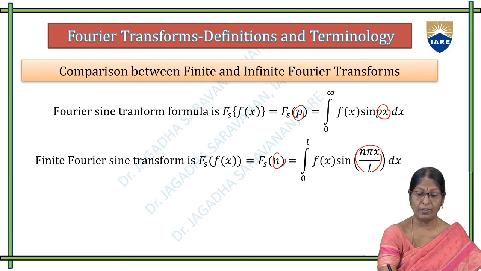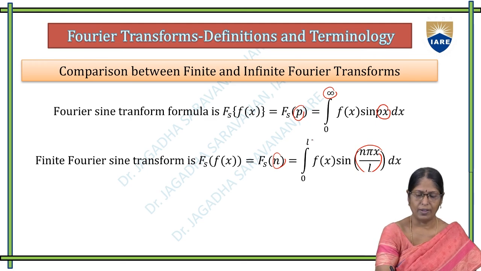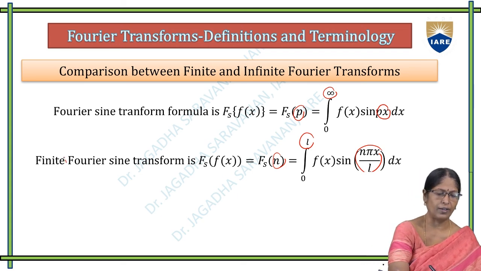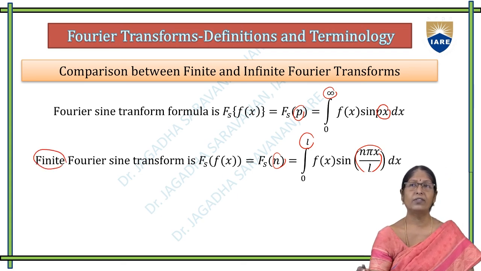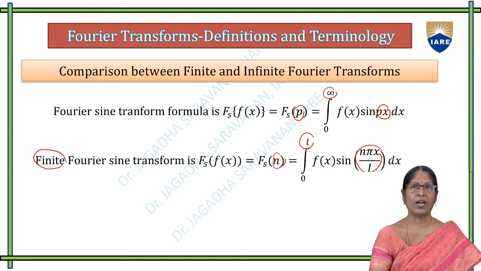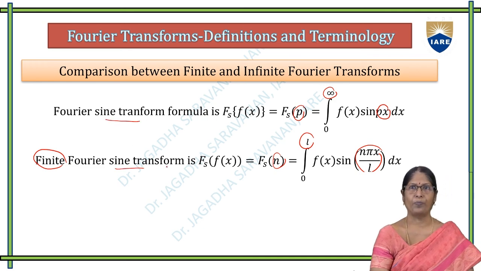Here the main thing is that the infinity indicates this Fourier transform is under infinite. This L relates to our x lying between 0 to L, which gives an indication that it is under finite. This type of study is compulsory. So one we have taken infinite, another we have taken finite, for the same sine transform.